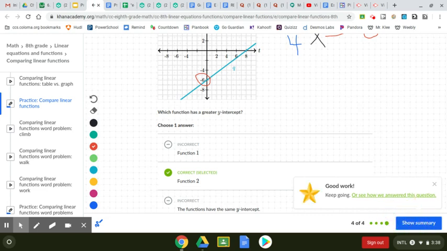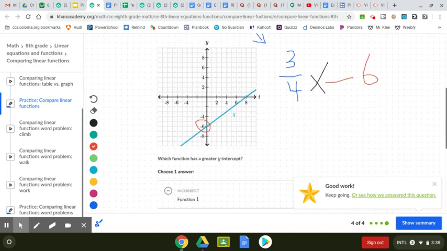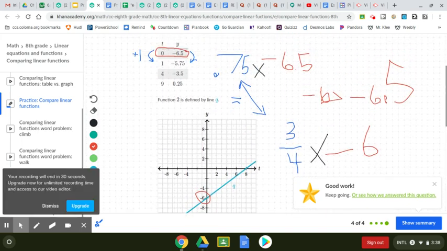The rest of that is set up the same way. You're either identifying the y-intercepts and comparing them, or you're identifying the slopes and comparing them.